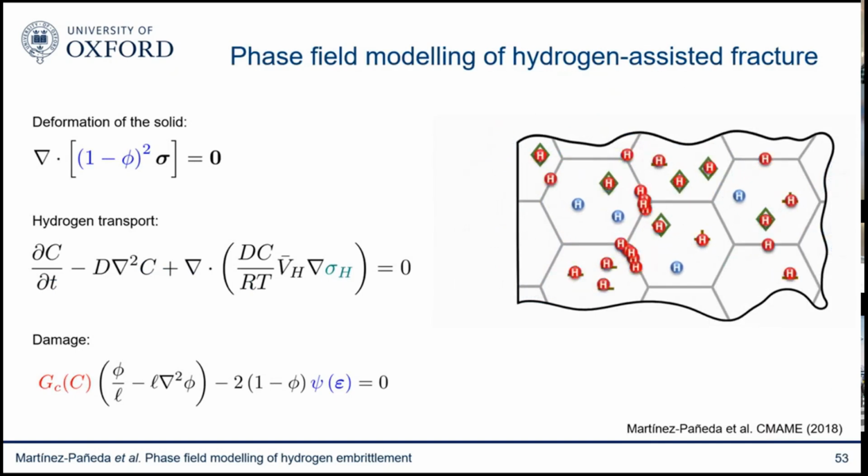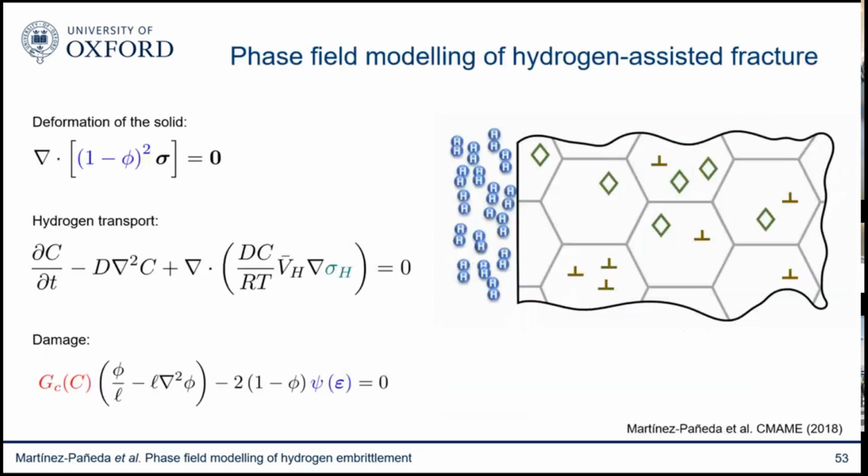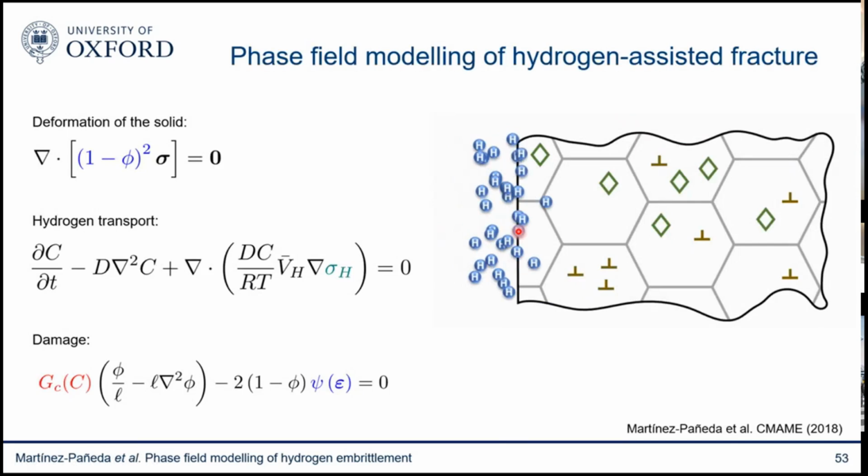And I've been working on this area for quite a while, so we've done quite a lot of modeling on the hydrogen uptake, both from electrochemical and gaseous environments, for the hydrogen transport with multi-trap models based on Oriani, McNabb-Foster. But I'm not going to focus on those aspects here. I'm going to assume that I know what my hydrogen concentration is at the surface of my metal.